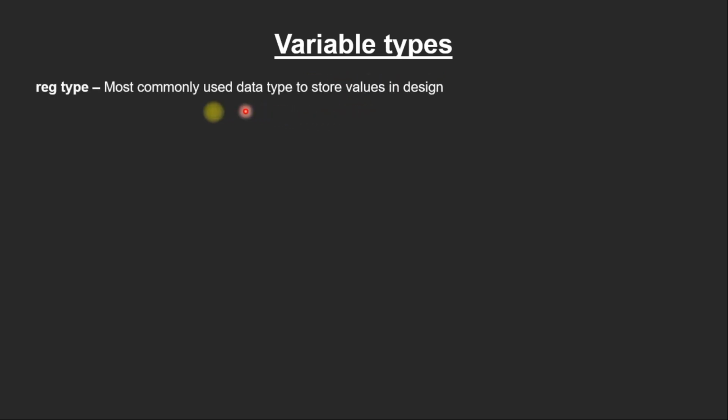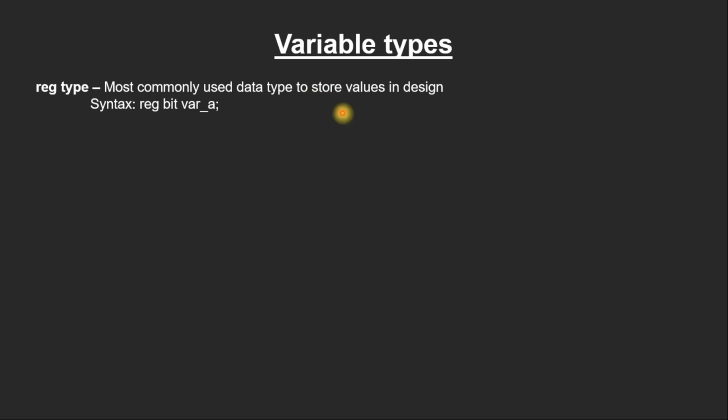Now, let's see different types of variable data types. Firstly, we have the reg data type. It is the most commonly used data type which we will be using, and from the name itself, we can see it's just a short form of register. That is, a register stores value. So this reg data type will also store values.